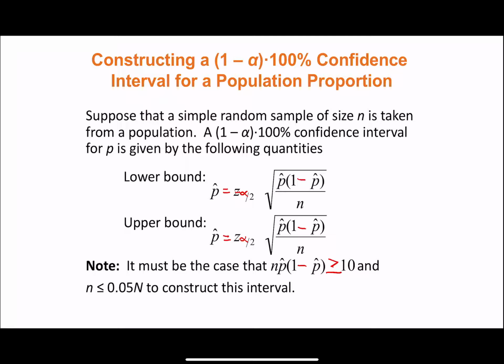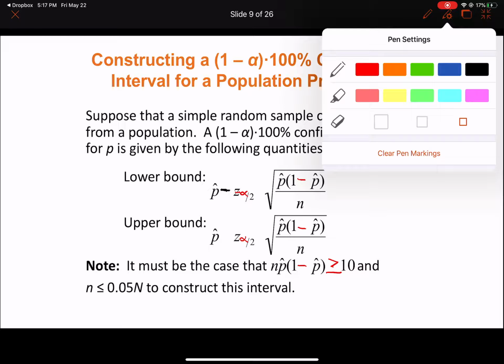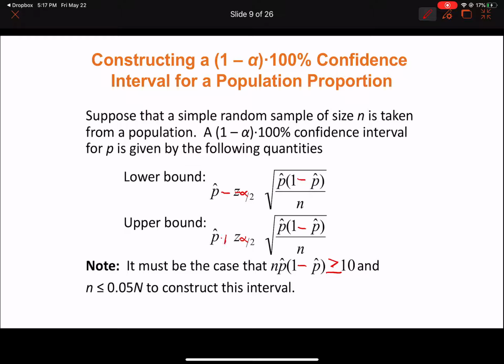So here's how we're going to construct our confidence interval for a population proportion. Suppose that a simple random sample of size n is taken from a population. Our confidence interval for p is given by the following quantities. Sorry, these should not be equal. I am so bad with this. Okay, so our lower bound is p hat minus, and the upper bound is p hat plus, this right here, which is the margin of error.